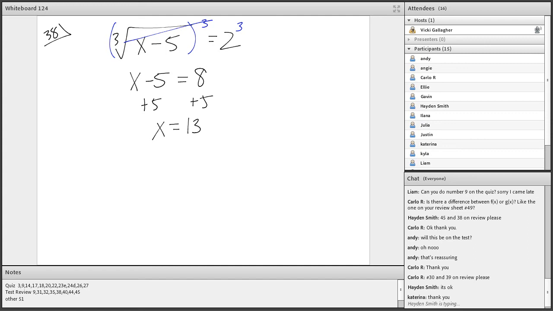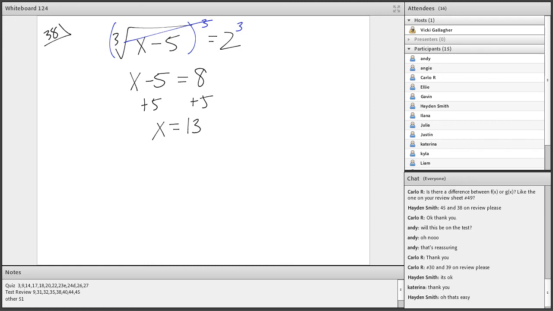And so just pay attention to whether it is square roots or cube roots or 4th roots or whatever it may be. You just got to remember to pay attention to the index because that'll tell you what power to raise it to. All right, that was 38.